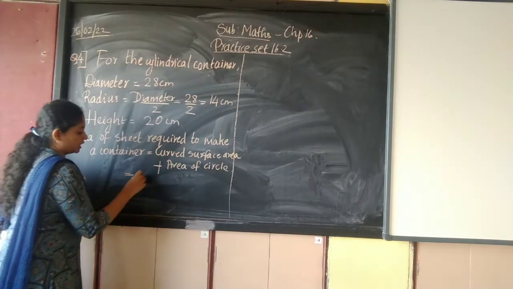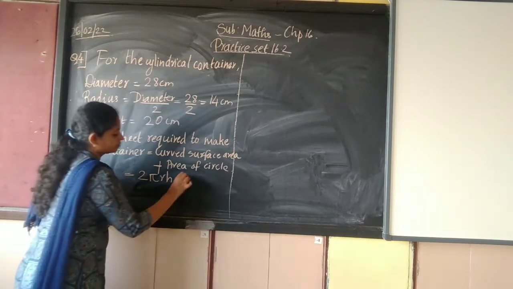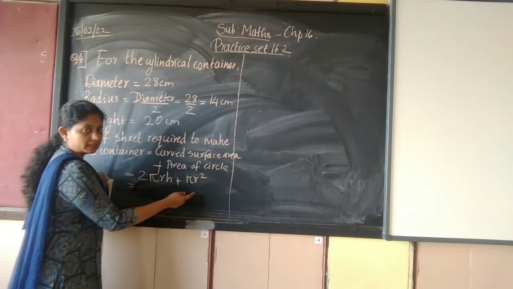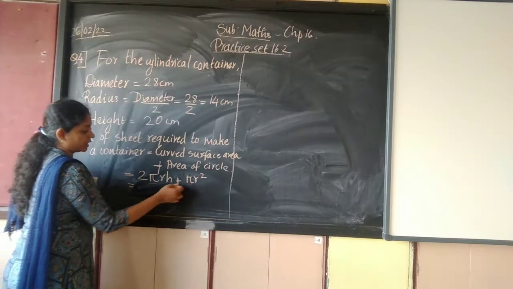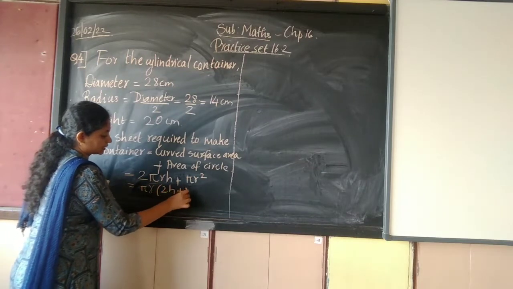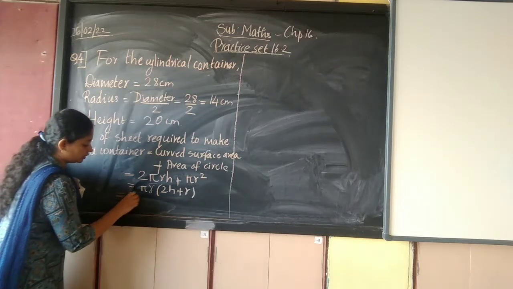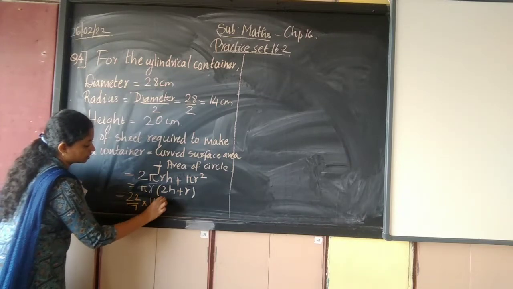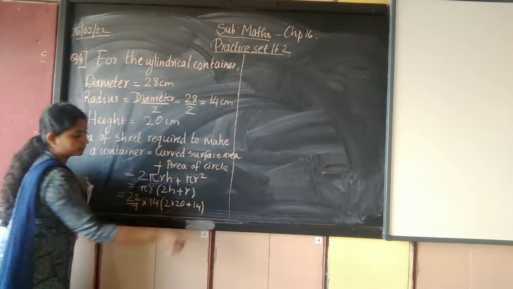Curved surface area formula is 2 pi r h. Area of circle is pi r square. Now what to do? We got the formula. Just take whatever is common so that the calculation becomes easy. What is common? Pi and r. So pi r (2h plus r). Okay, and then substitute the values. What will we get here? 22 upon 7, radius is 14, 2 into height, which is 20, plus radius, 14.